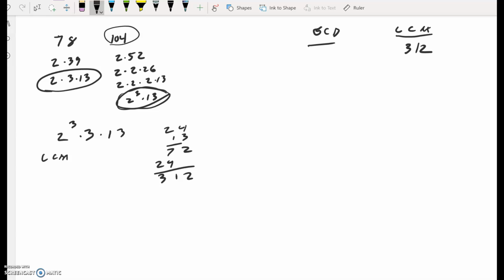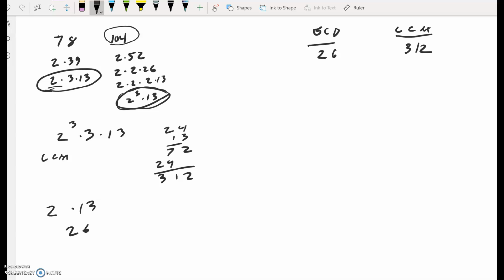The greatest common divisor, we go through the 2s and the 3s and the 13s, but we pick the one that has the smallest. The one that has the smallest number of 2s is this one. The one that has the smallest number of 3s is this one, and that's not anything. And the one that has the smallest number of 13s is either one of them, and it's tied. And so this is the greatest common divisor.